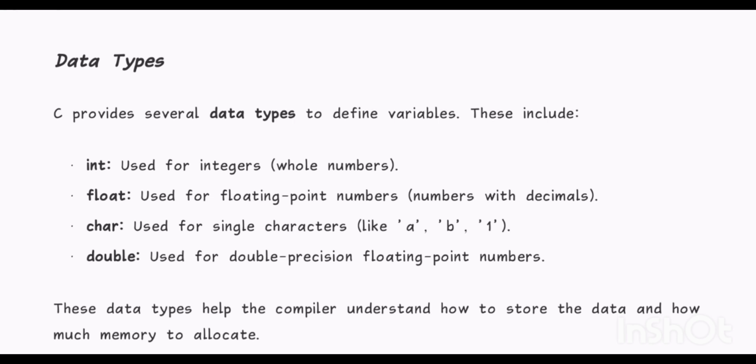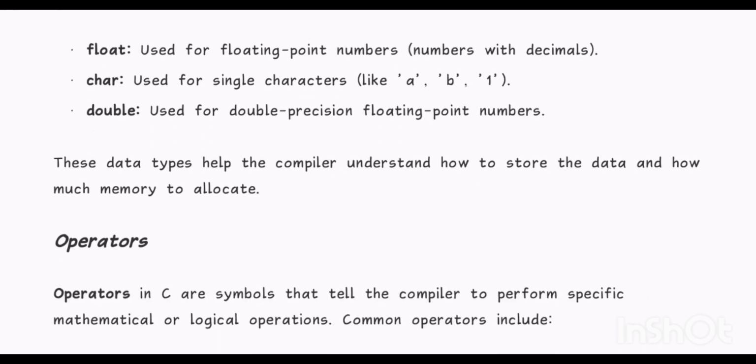Data types. C provides several data types to define variables. These include int, used for integers, whole numbers; float, used for floating point numbers, numbers with decimals; char, used for single characters like A, B, 1; double, used for double precision floating point numbers. These data types help the compiler understand how to store the data and how much memory to allocate.